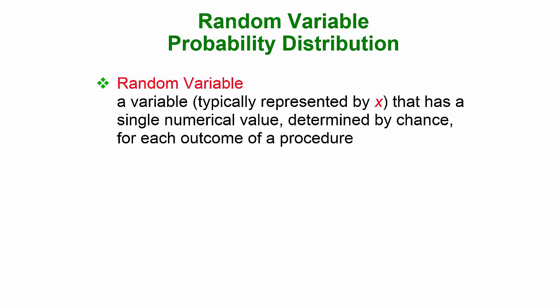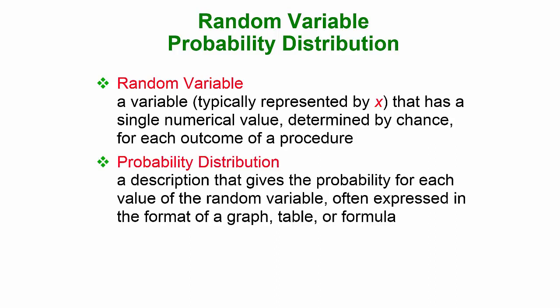A random variable is a variable typically represented by X that has a single numerical value determined by chance for each outcome of a procedure. A probability distribution is a description that gives the probability for each value of the random variable, often expressed in the format of a graph, table, or formula.